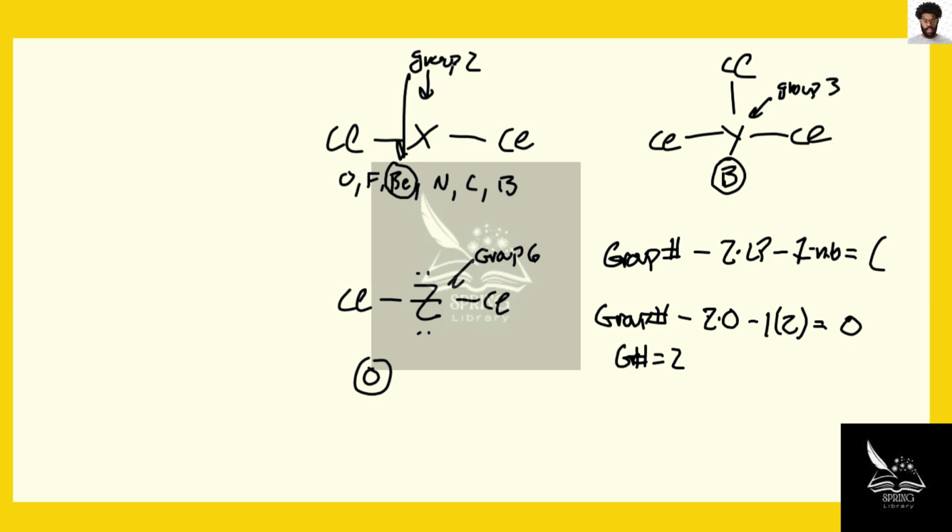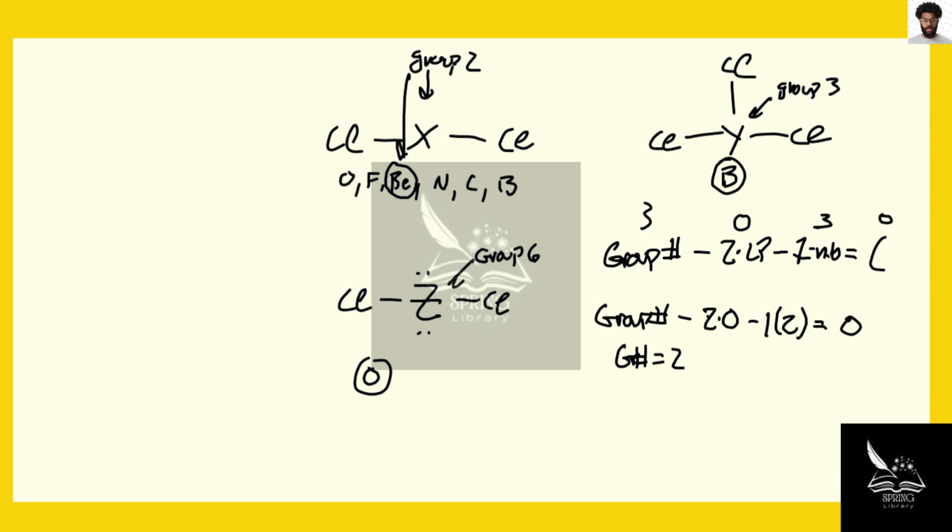And we do the same thing with number 3. It's the same math, except this time there are 0 lone pairs and 3 bonds. So something minus 0 minus 3 equals 0. 3 minus 0 minus 3 equals 0. So group number 3, that's how I knew it was boron.